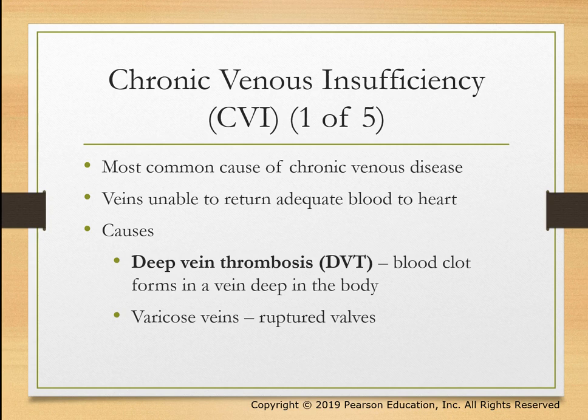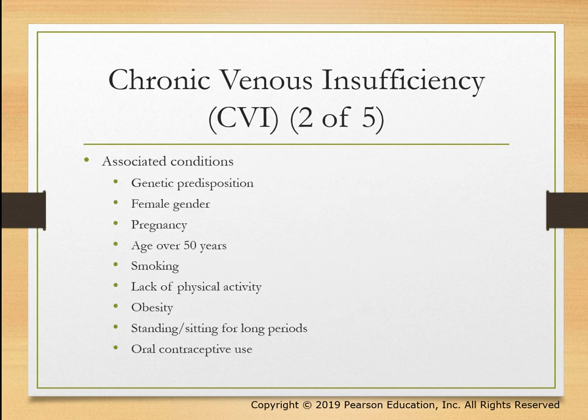Okay, so chronic venous insufficiency is the most common cause of chronic venous disease. Basically, veins are unable to return adequate blood to the heart. Some of the causes, one of them is deep vein thrombosis. So there's a blood clot that forms in a vein deep in the body. So it's exactly what it says. And then also varicose veins, which are caused by ruptured valves. Okay, so I guess chronic venous insufficiency is sort of a more general term.